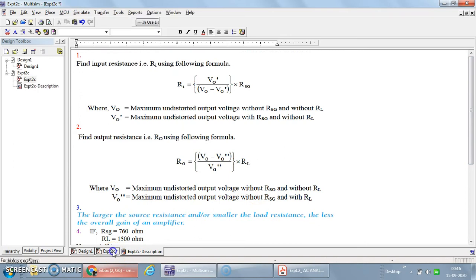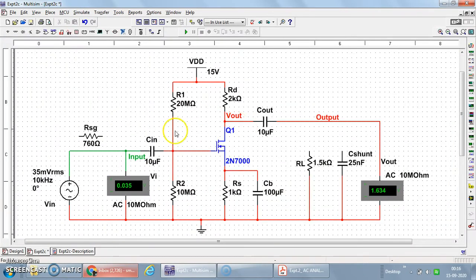So this circuit is already built here. One by one, how to take the readings, that I will show you. See, right now RSG is not connected in the circuit. RL is also not connected in the circuit. The shunt capacitor is also disconnected from the circuit connections.